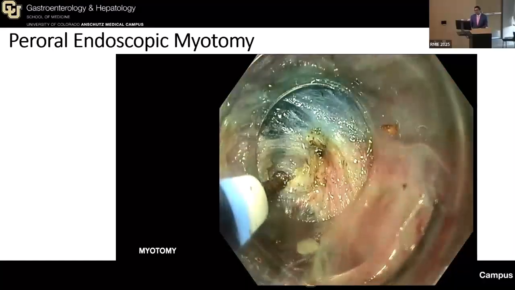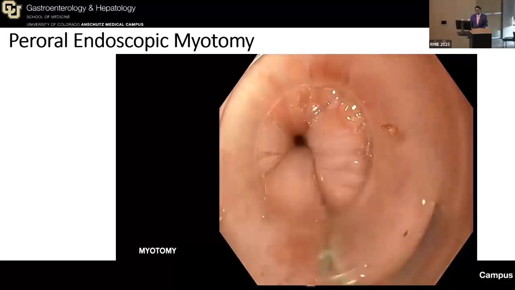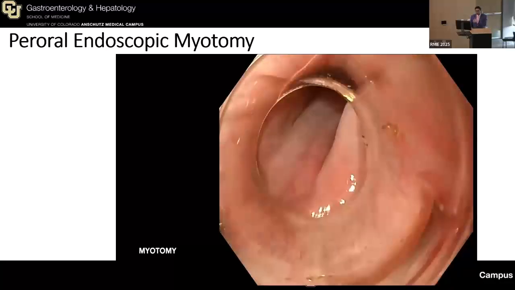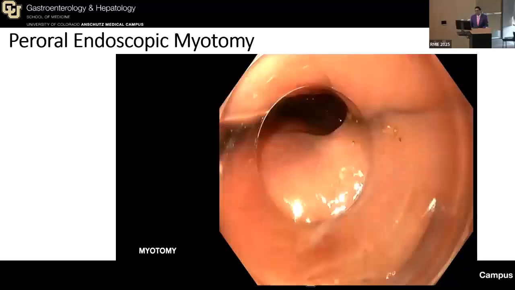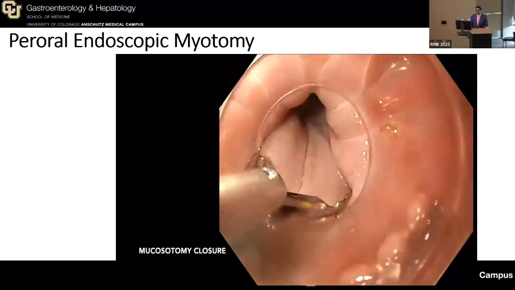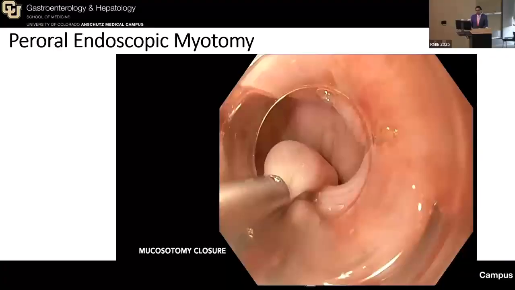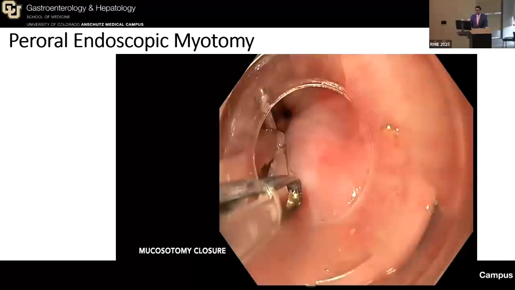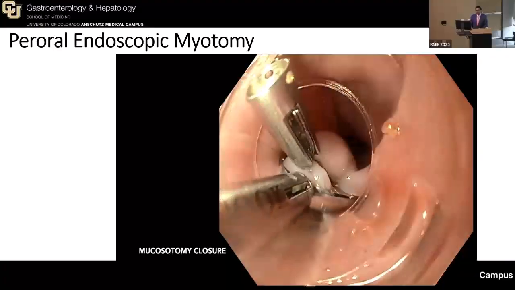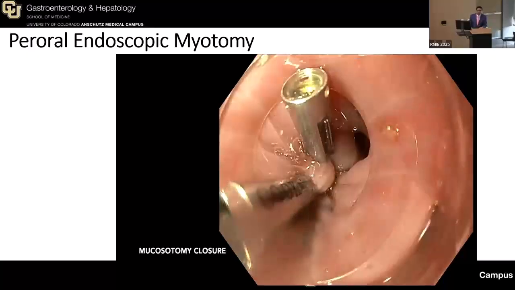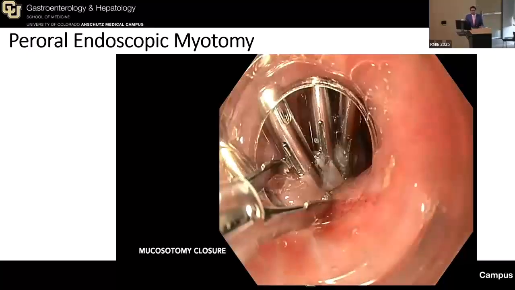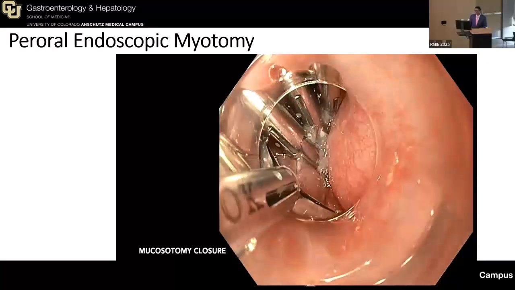Once the myotomy is done, we can close the mucosal incision. We'll inspect. Typically, you'll see a wide open lower esophageal sphincter. Come back, make sure the mucosal integrity is there, and then perform clip closure. Typically that results in really good outcomes. We keep the patients and do an esophagogram sometimes the same day or the next day, depending upon individual circumstances.